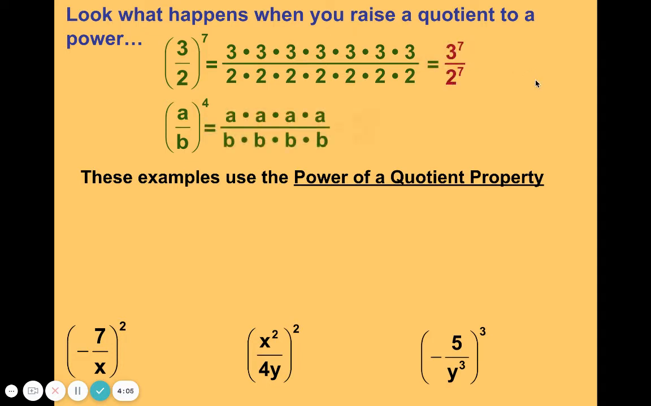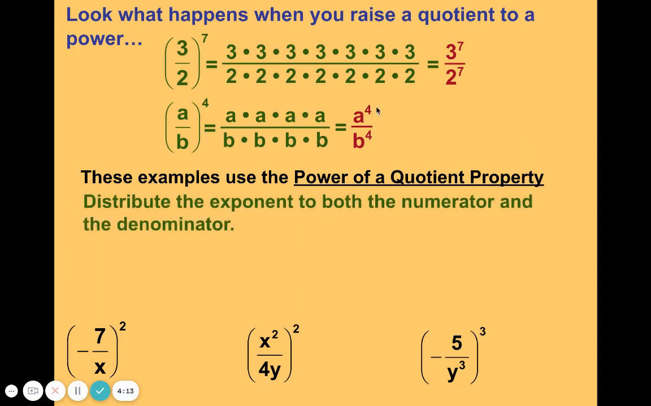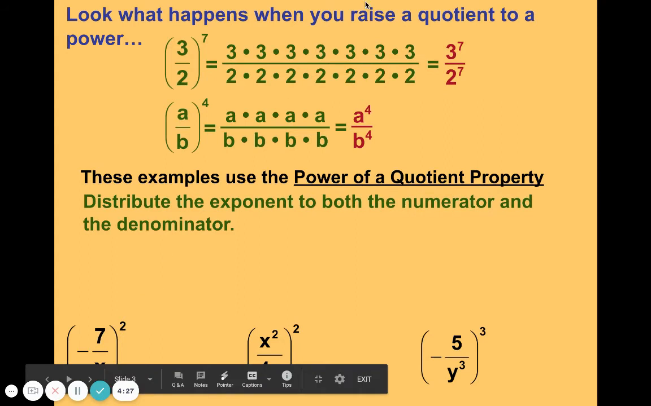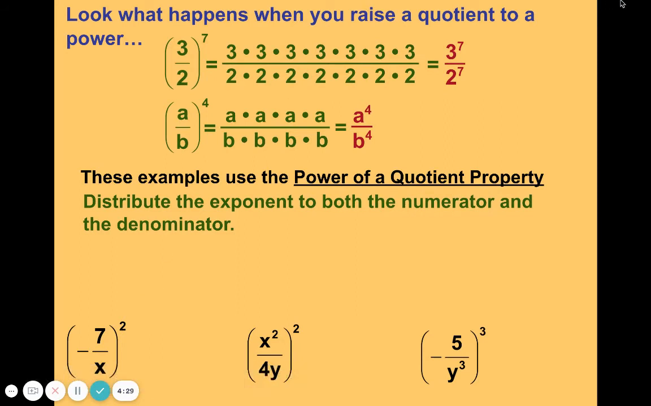Same thing with A and B. 4 means I have 4 of these. So 1, 2, 3, 4. I can't cancel anything out, so it remains. These examples use the power of a quotient property. What you do is you distribute that exponent to both the numerator and the denominator. So this 2 is going to go to that 7 and that x.